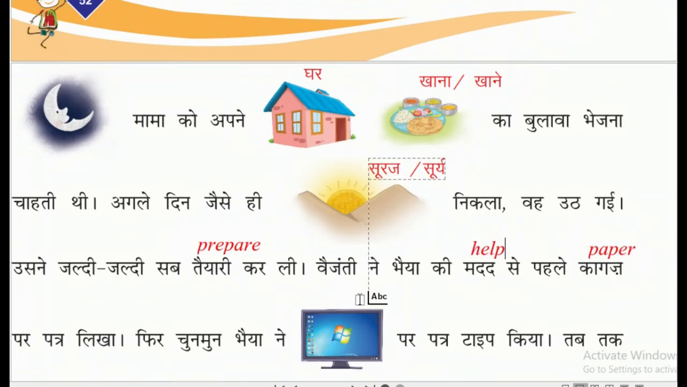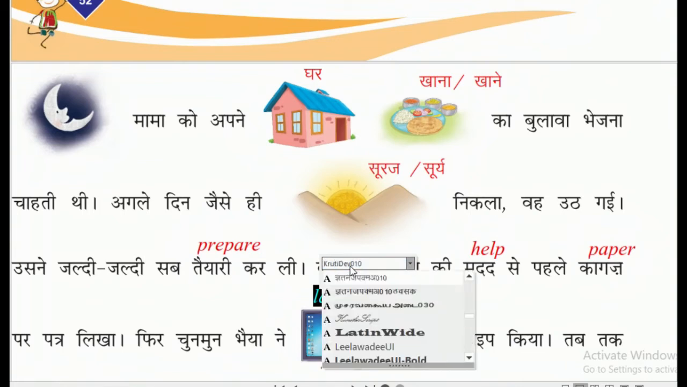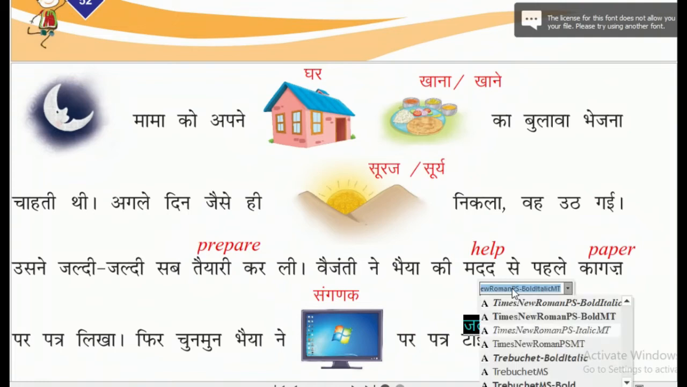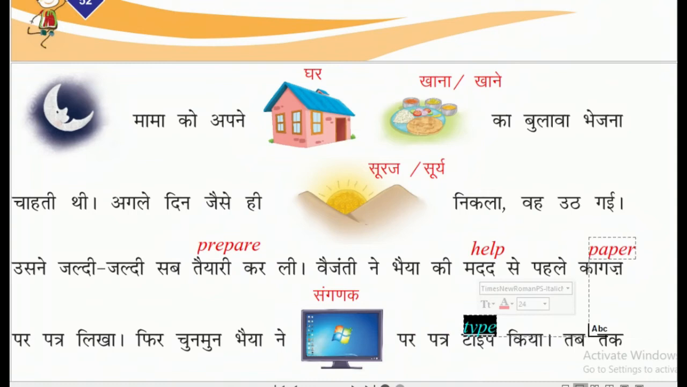Here, Chunmun and the brother typed it on the sanghanak. What is this word? Sanghanak means computer, or else we can also just say computer, in Tamil or even other languages also. We use the word computer only. Noun terms. Patra, type kiya. Type a letter. First, we write the letter roughly on the paper, then now she is going to type the letter on the computer.